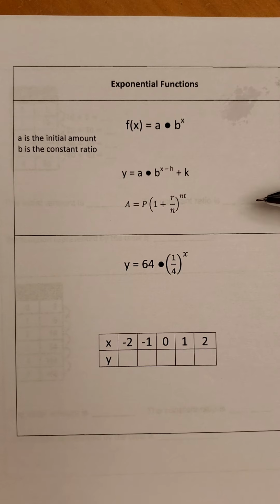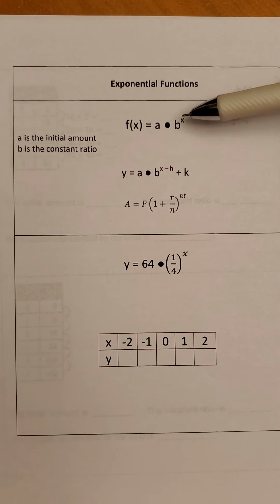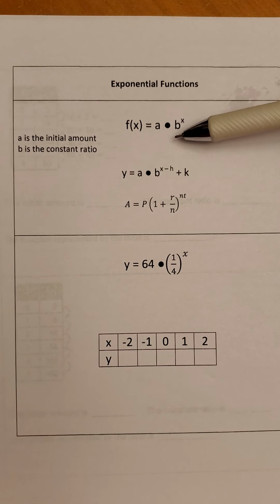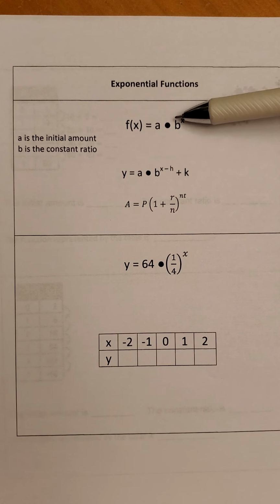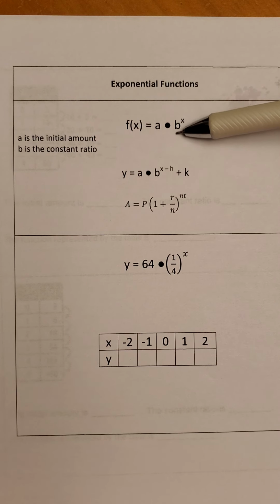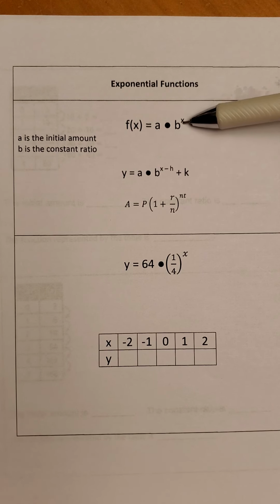We're going to talk about the features of an exponential function. There's a couple features we need to be aware of: this initial value and this constant ratio. An exponential function always has an x as an exponent. It always has some base number that it's being multiplied over and over again, depending on what that x value is. And then an initial value.